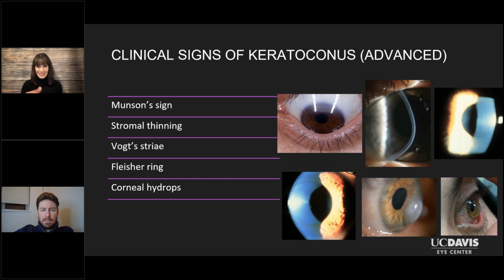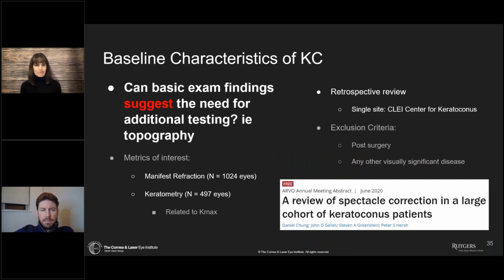You can have them look down, you can see Munson sign here, but we don't want our patients to get to this point at all. We really want to diagnose keratoconus early. We want to manage and stabilize that cornea with cross-linking so that they don't develop problems like that.